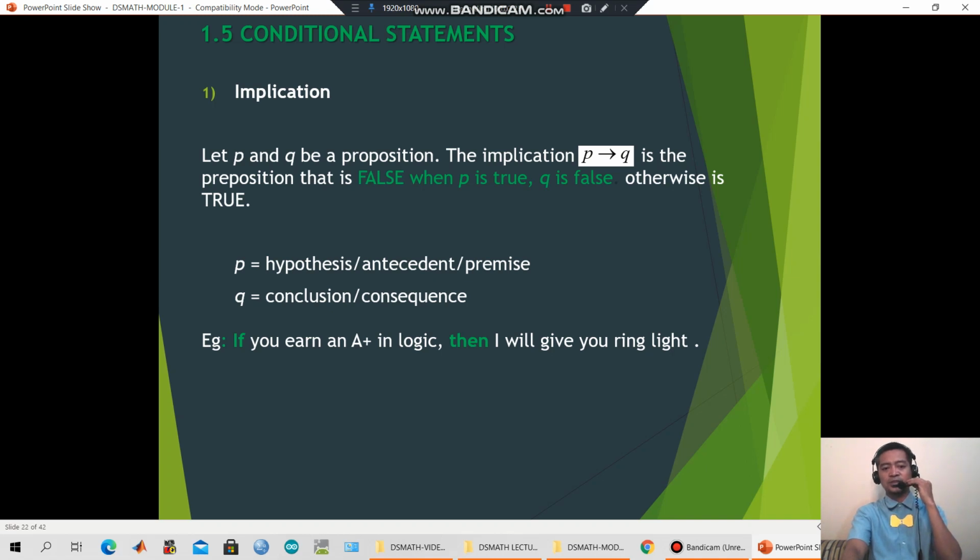If-then compound proposition. So for example, if you earn an A+ in math, logic, then I will give you a ring light. Ayan. So in this case, kahit hindi pa natin titignan yung whole table nito, let's say that P is you earn an A+ in logic, and then Q is I will give you a ring light. So pwede na natin right away tingnan yung logic value nito as a whole.